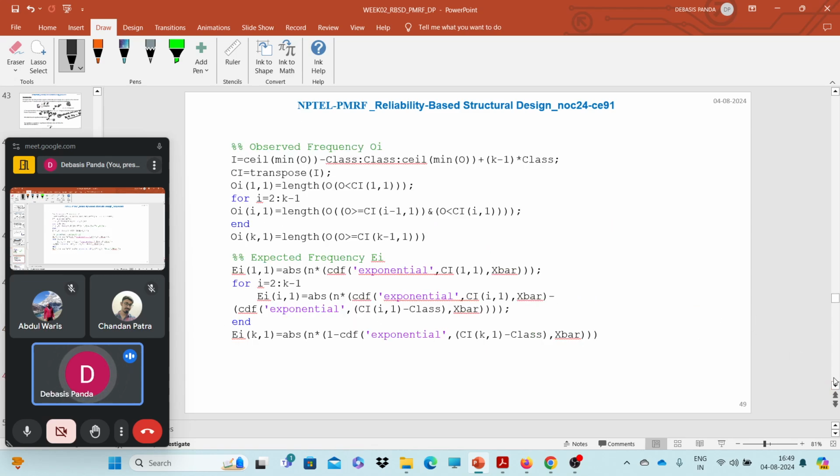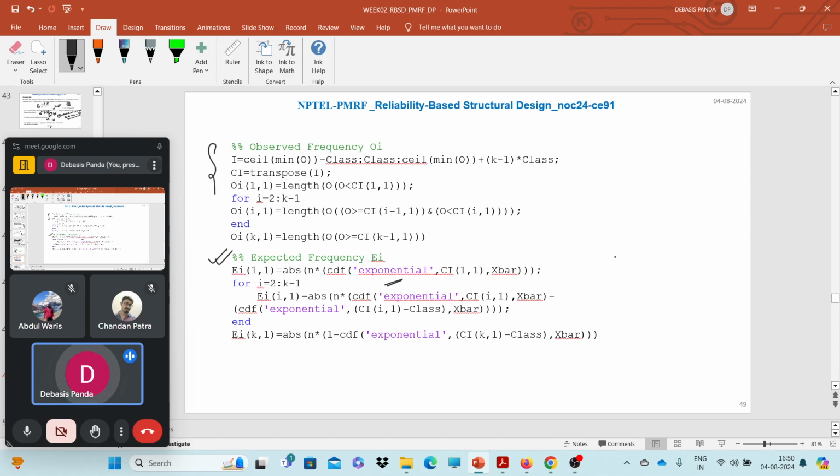Then we calculate the observed frequencies: how many observed values lie within each interval, like 0.5 to 1 or 1 to 1.5 and so on. When we are done with the observed frequencies, we can calculate the expected frequencies, which come from the distribution we have considered. Here we have considered the exponential distribution, so the expected frequencies will come from the CDF of the exponential distribution. If I consider a normal distribution, then we need to calculate the expected frequencies with respect to the normal distribution.